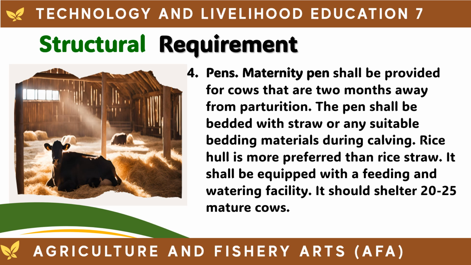Pens. Maternity pen shall be provided for cows that are 2 months away from parturition. The pen shall be bedded with straw or any suitable bedding materials during calving. Rice hull is more preferred than rice straw. It shall be equipped with a feeding and watering facility. It should shelter 20 to 25 mature cows.